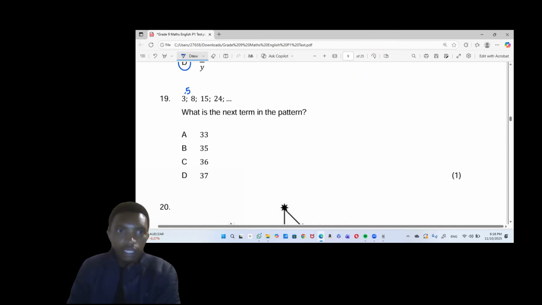What's the difference? Here we have 5, right? Here we have how much? 7. And then here we have how much? 9. So the next one, how much should we have there on top? We should have 11, I guess, yes, because you can see we have 5, 7, 9, 11. And then here is going to give us how much? 35. So our answer for this one is B.